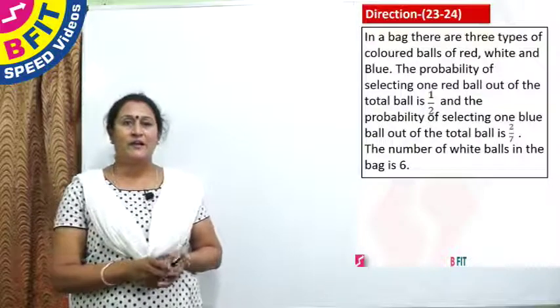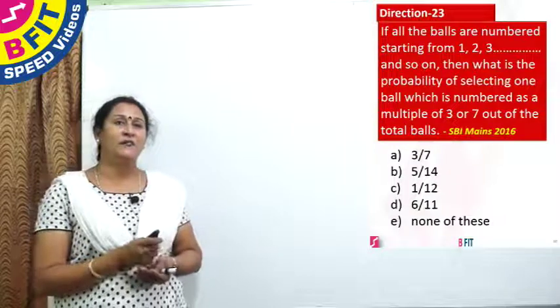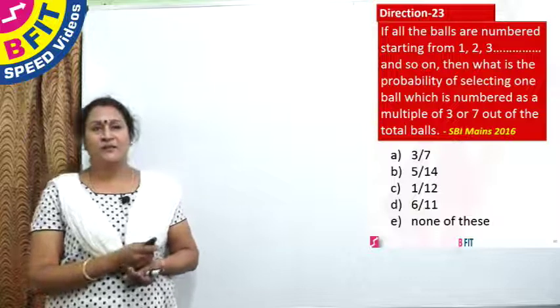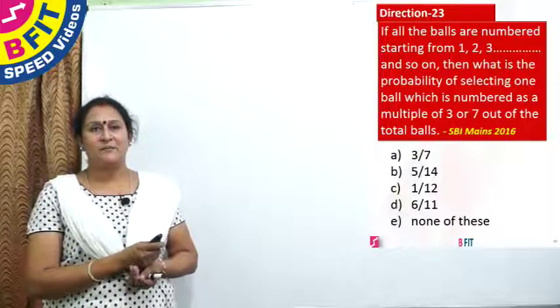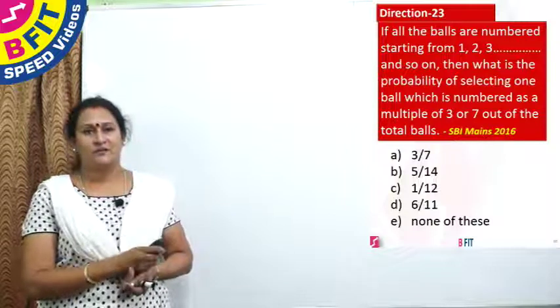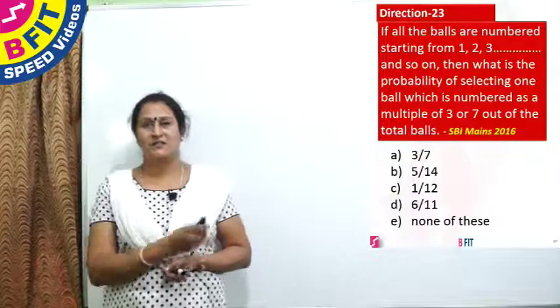The number of white balls in the bag is 6. If all the balls are numbered starting from 1, 2, 3, and so on, then what is the probability of selecting one ball which is numbered as a multiple of 3 or 7 out of the total balls? This question was taken from SBI Mains 2016.